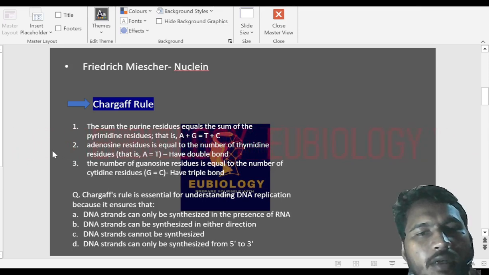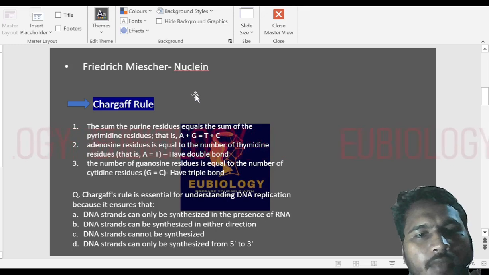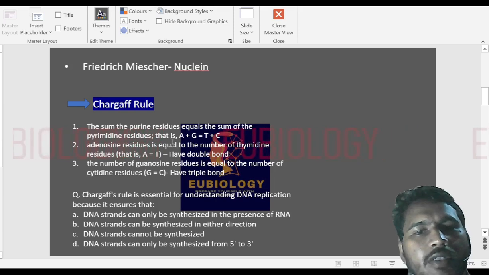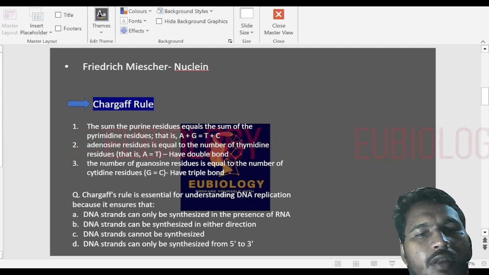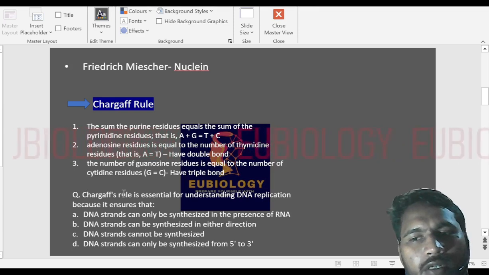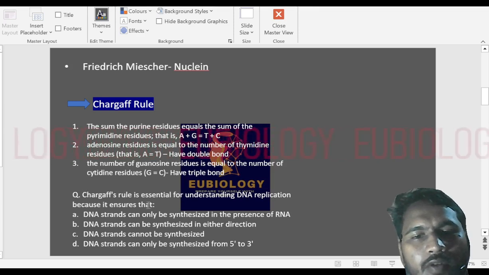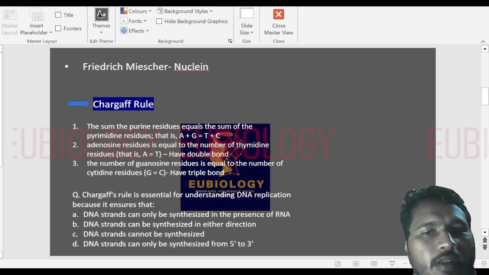In case of RNA, sometimes single stranded RNA can form a double stranded structure. In that case, adenine will bind with uracil, not with thymine. So if you want to check your understanding of the Chargaff rule, you can solve this question and tell me the answer in our chat box.